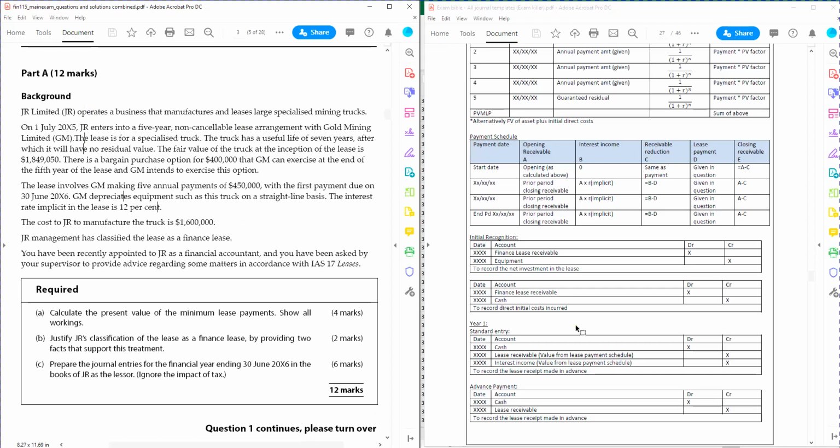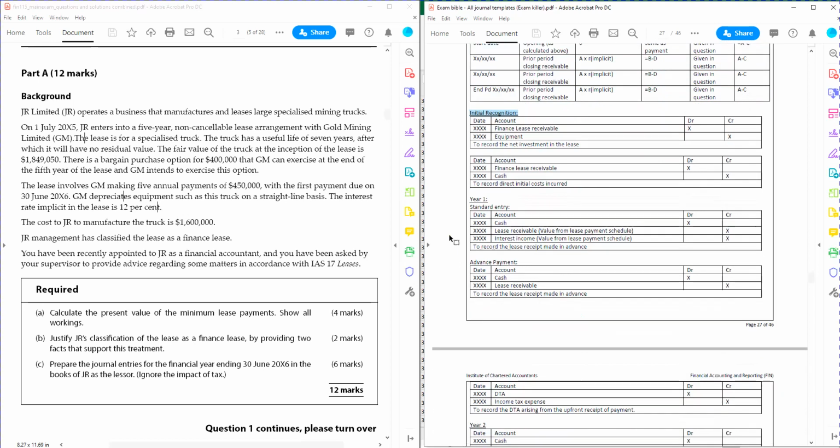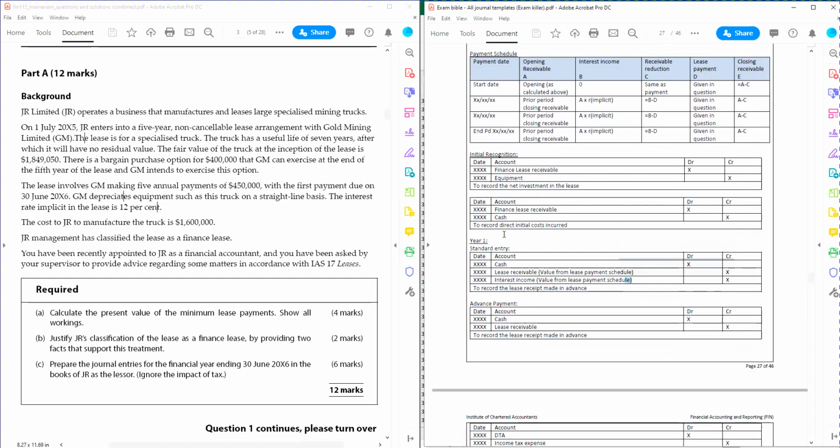Okay, so it's still effectively the same process. We're still going to recognize it, but we're going to recognize the sale at the same time. And then after that, the journals are fairly similar. So you recognize interest income, the receivable component, cash, and so forth.